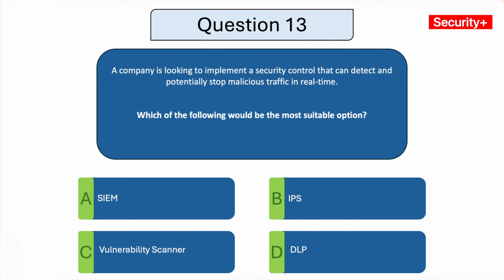Vulnerability scanner is just going to scan known vulnerabilities, but it doesn't prevent any malicious traffic. Ruled that one out. And then a DLP solution is going to be focused on preventing unauthorized exfiltration of data, but it doesn't do anything with malicious traffic. So the only one that makes the most sense here is going to be B, intrusion prevention system. So going with B.